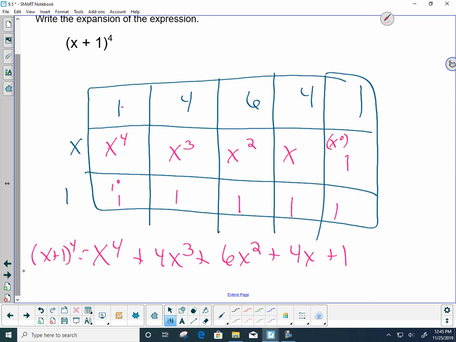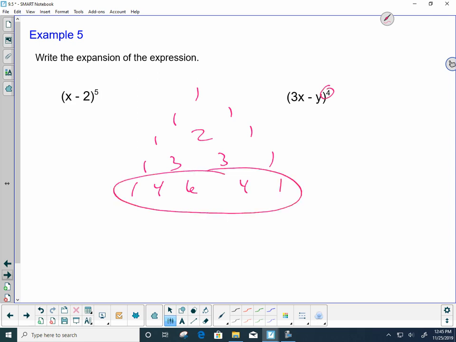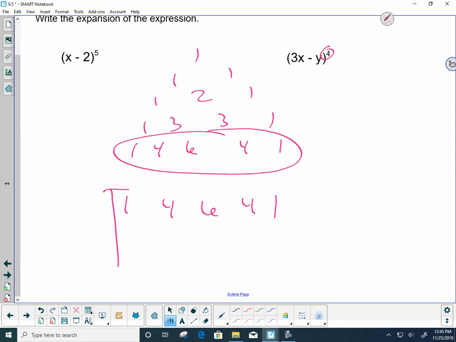So we're going to do example 5. We are going to do B, because B has a little bit more fun things going on. So I'm raising it to the 4th power. Going back to Pascal's triangle, if I didn't remember Pascal's triangle, it's very simple to create. I am going to use this row here. So I'm going to do 1, 4, 6, 4, and 1. That's the first row of my box.